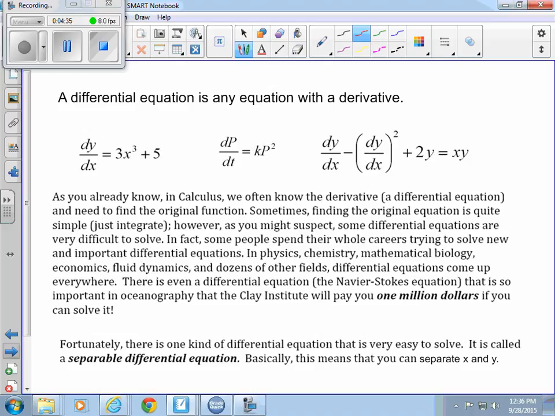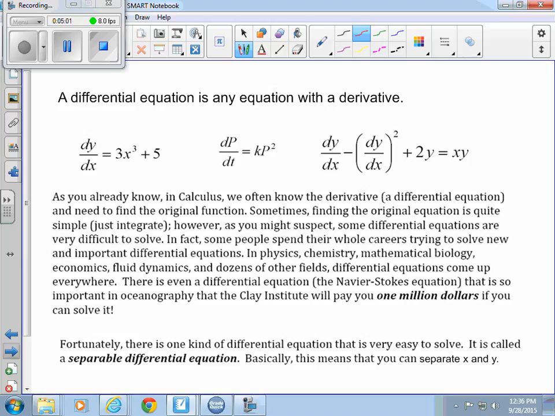Fortunately, the only type of differential equation that you will solve in Cal 1 and 2 is called a separable differential equation. That means basically that you can separate x and y by multiplying or dividing the differentials over. Those turn out to be actually really easy to solve, so that's great news for you. That's the only thing you have to do in Cal 1 and 2.